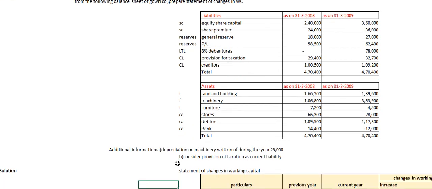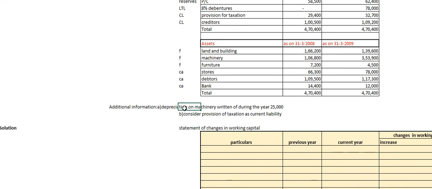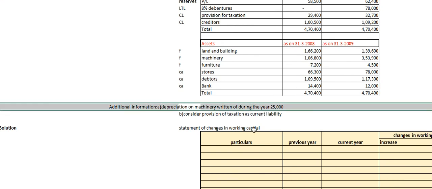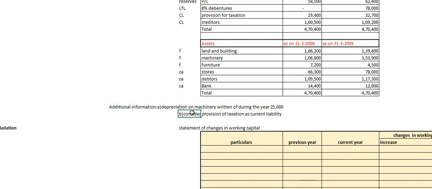We move on to the additional information given in the question, which is depreciation on machinery written off during the year, 25,000. Depreciation on machinery is a non-fund item, meaning it does not involve any inflow or outflow of cash. It is a paper transaction just shown in your books of accounts. So this will not be considered in your schedule of changes in working capital, rather it will be considered in your next statement, which is funds from operation. So here we ignore this additional information, and the second piece of information is that we consider the provision for taxation to be a current liability. So we start up with the problem.